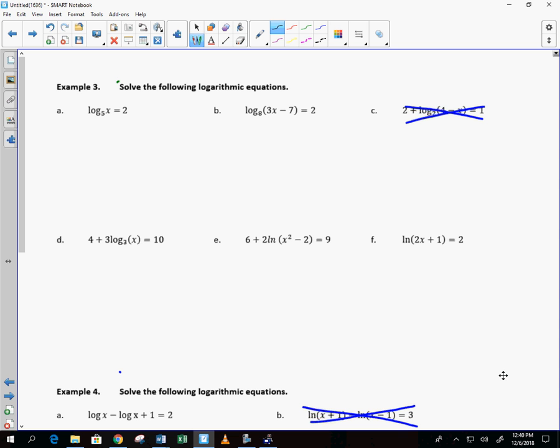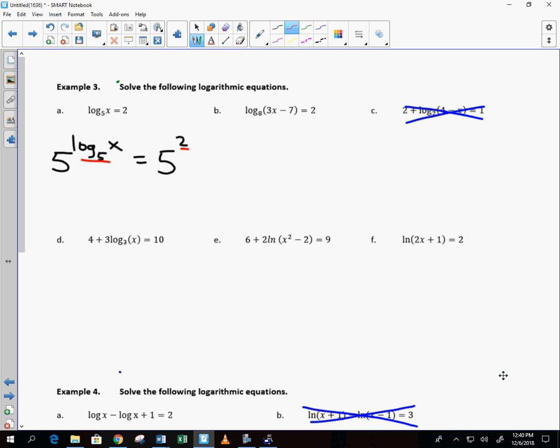I need to get at the x, so I need to get rid of the log base 5. Here's how we get rid of the log base 5. We create a base of 5. Do you see the original expression, log base 5 of x is equal to 2, but I've created a base of 5?